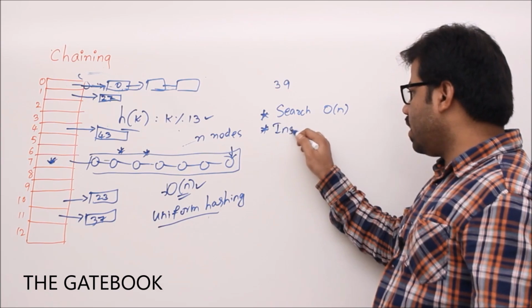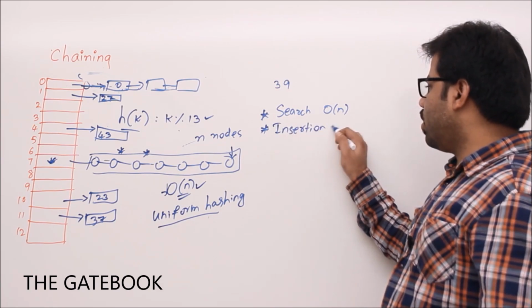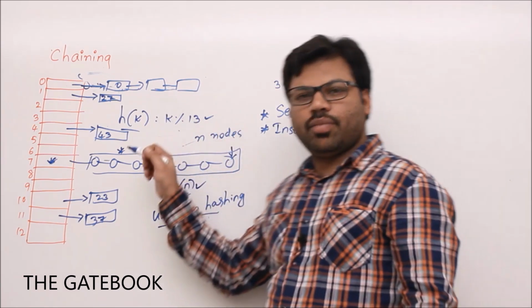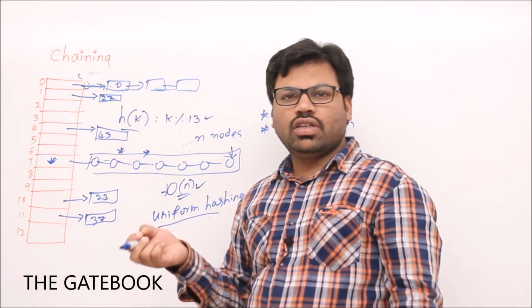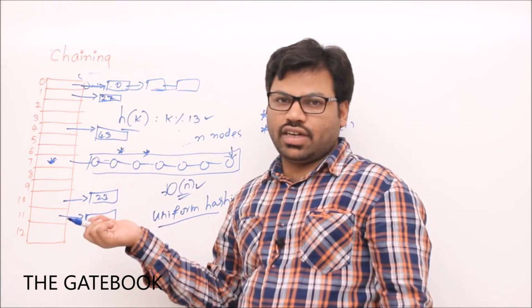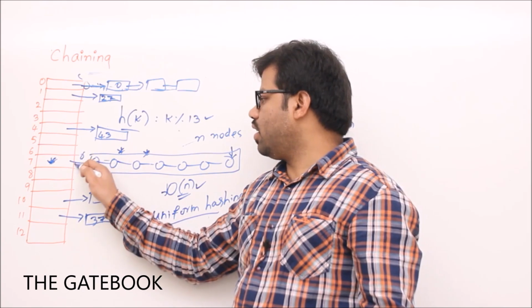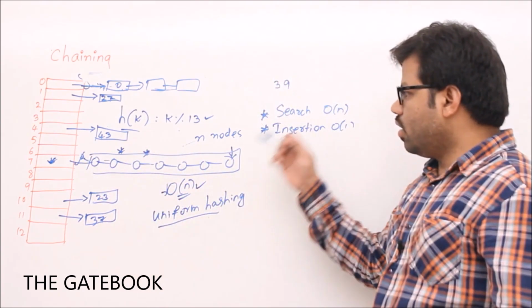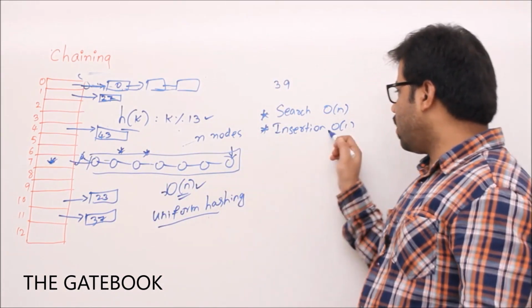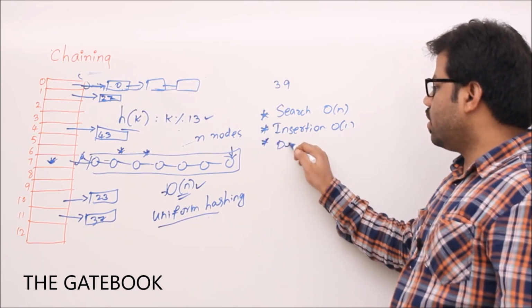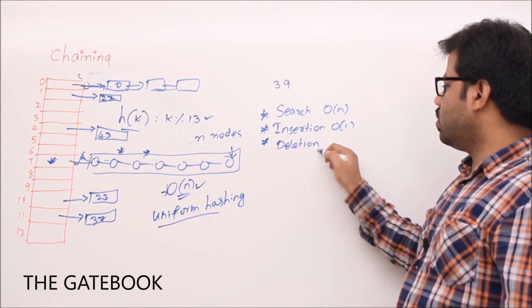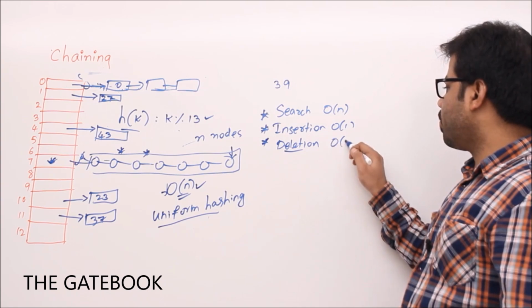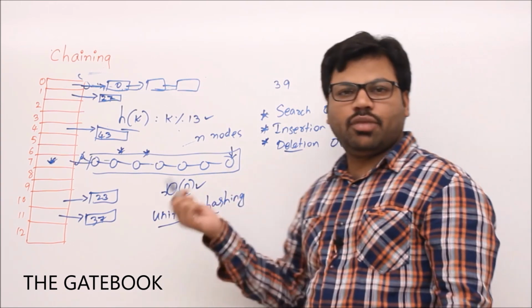What is the insertion time complexity? Insertion is always order of 1 because I will go to the corresponding bucket based on my value. Then after that I just insert in front of the linked list. I insert here, so however big the linked list is doesn't matter for me, right? Deletion involves search, so deletion takes order of n, correct? So this is about the chaining model.